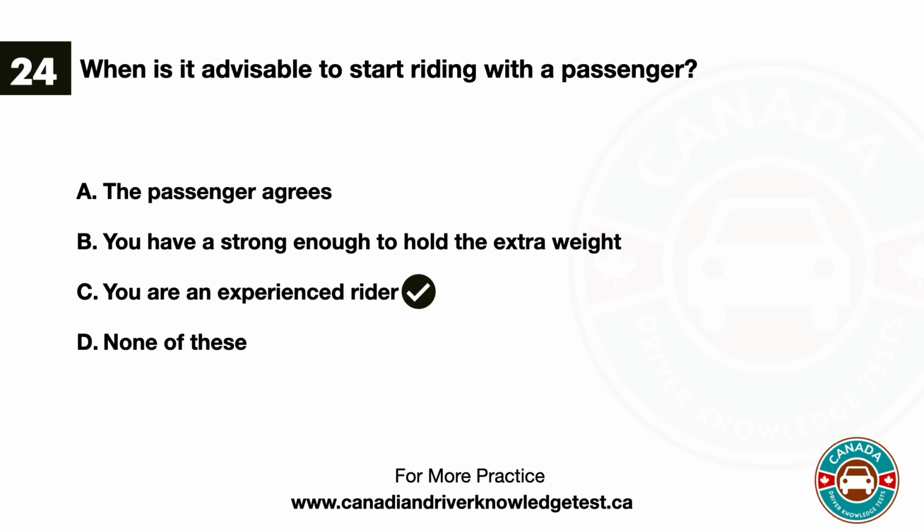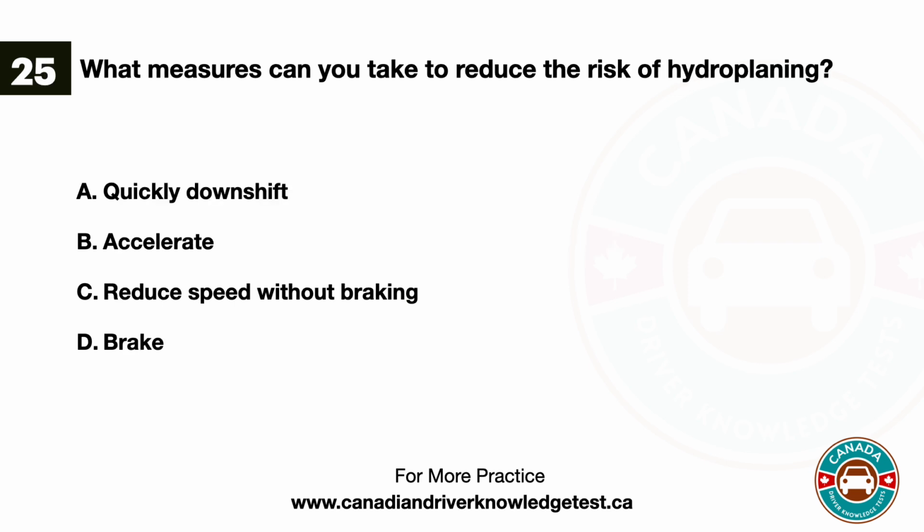Question 25. What measures can you take to reduce the risk of hydroplaning? A. Quickly downshift. B. Accelerate. C. Reduce speed without braking. D. Brake. The answer is C. Reduce speed without braking.